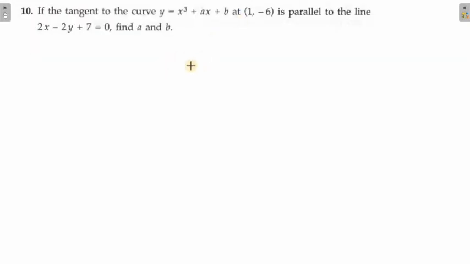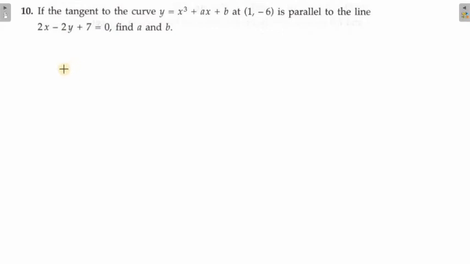Let's move to next question now. So question 10 says, if the tangent to the curve y equals x cubed, so this is given to us, at 1 comma minus 6 is parallel to the line, this one, find the value of a and b. Okay, so understand the situation. The tangent to this at this point is parallel to this one. So can you say that the slope of the tangent will be equal to slope of this line?